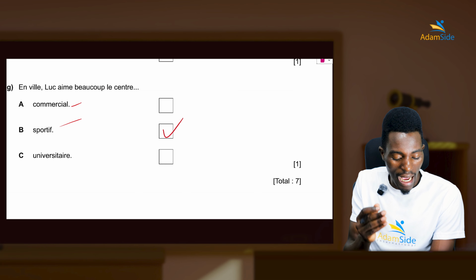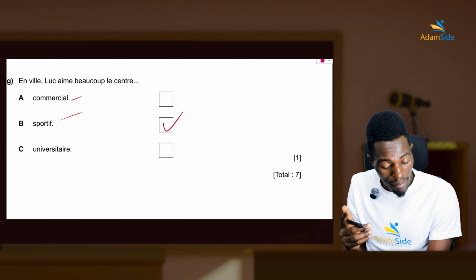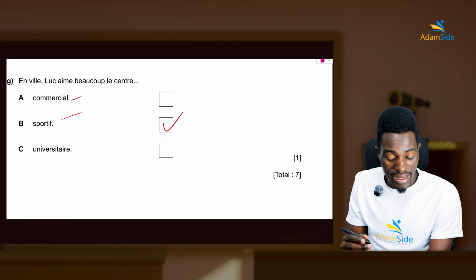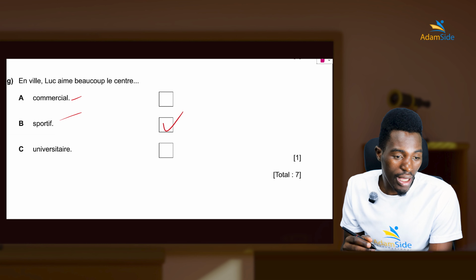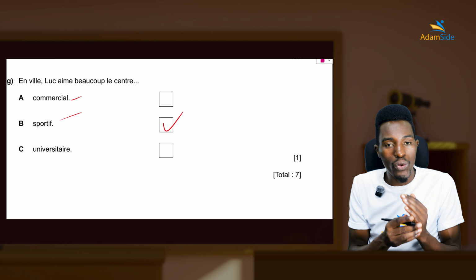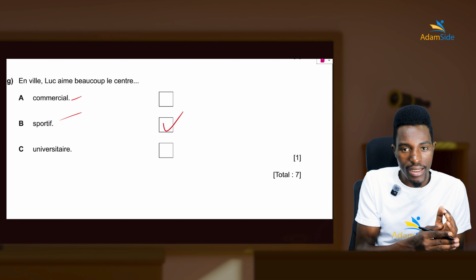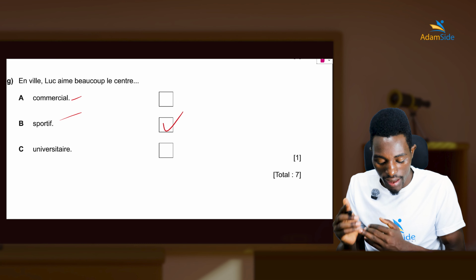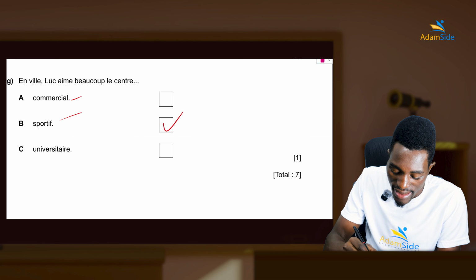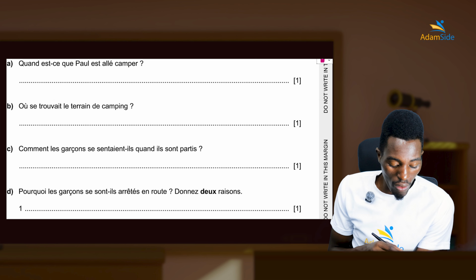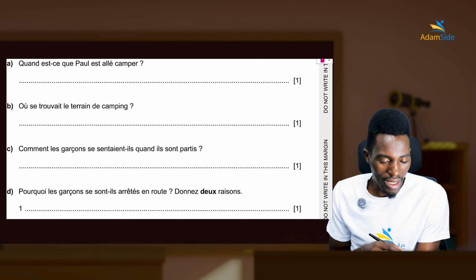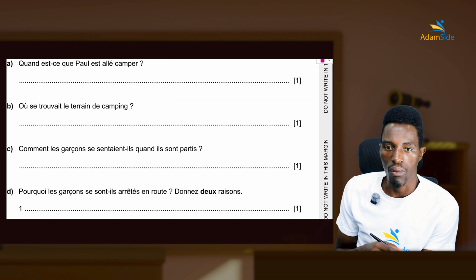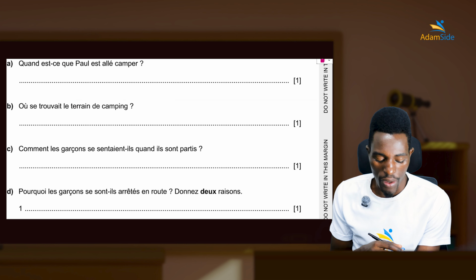So this is how we answer question number 3. As I said, it asks for synonyms. So like, how can you say different words to refer to the same thing? This question has 7 marks. We are going to continue with how to answer question number 4 in the French reading paper.